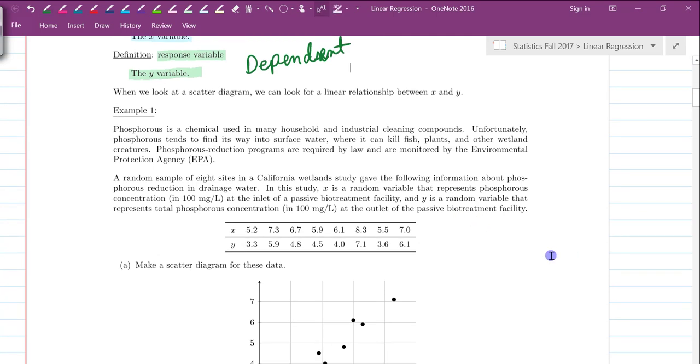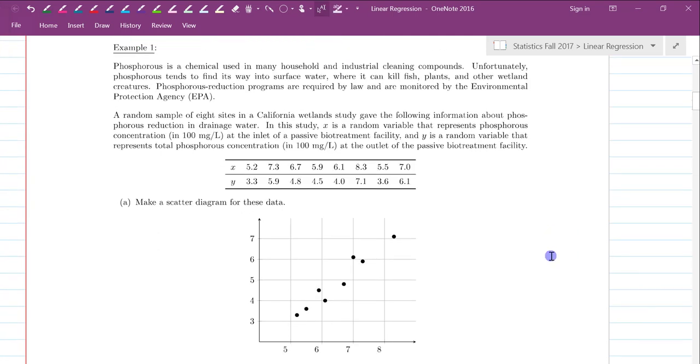So we have an example right here, and it says phosphorus is a chemical used in many households and industrial cleaning compounds. Unfortunately, phosphorus tends to find its way into surface water, where it can kill fish, plants, and other wetland creatures. Phosphorus reduction programs are required by law and are monitored by the EPA.